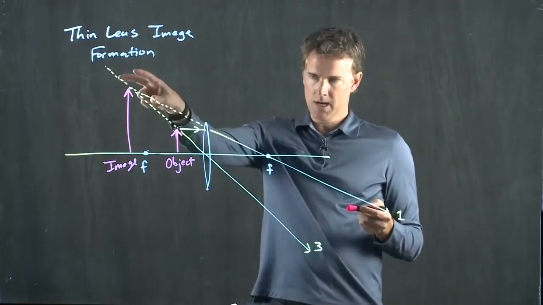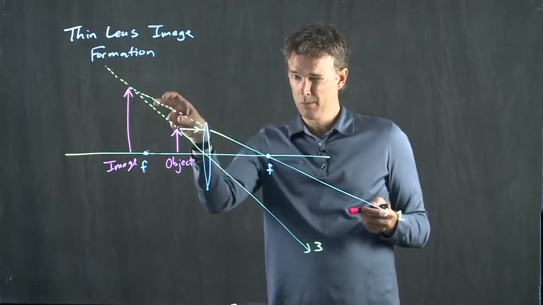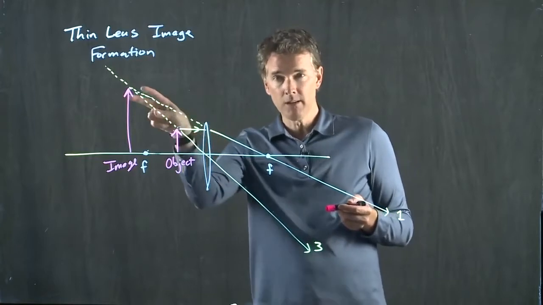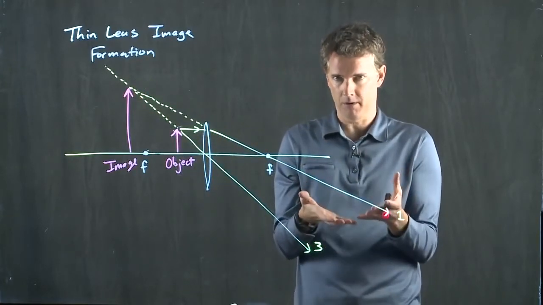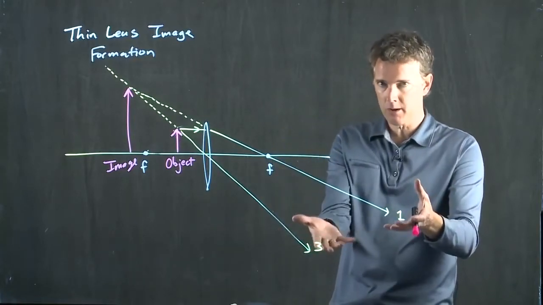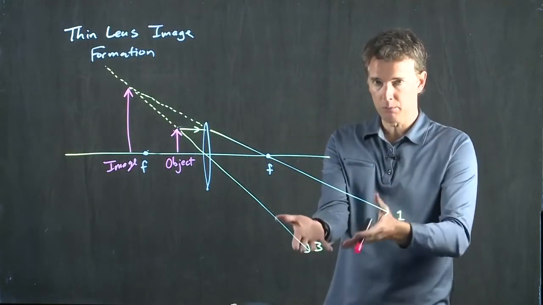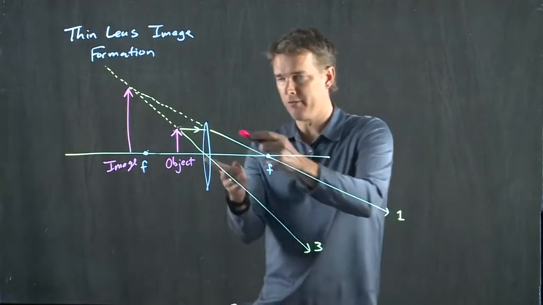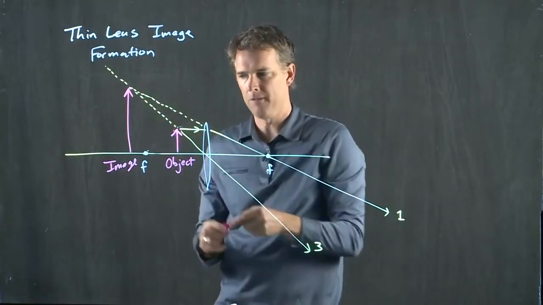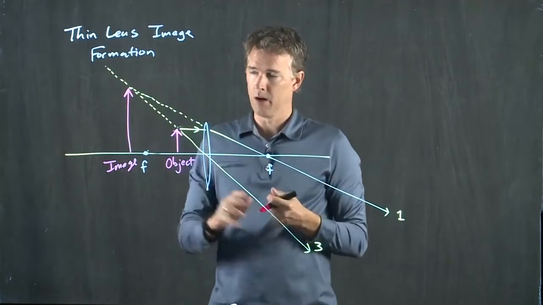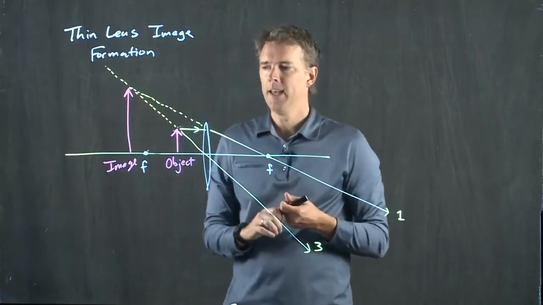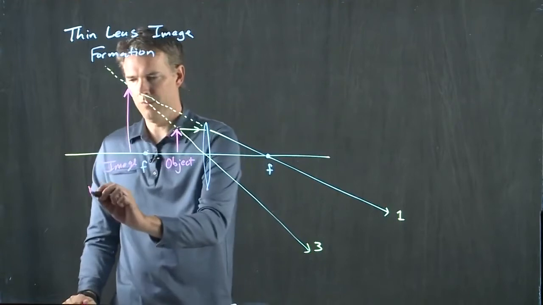Remember, dashed lines mean virtual rays. It's not real light over here. It's just where you perceive it coming from. So if you're sitting over here looking at this, you see these rays, one and three, coming from this point over here. So, is this a real image or a virtual image? It's obviously virtual.